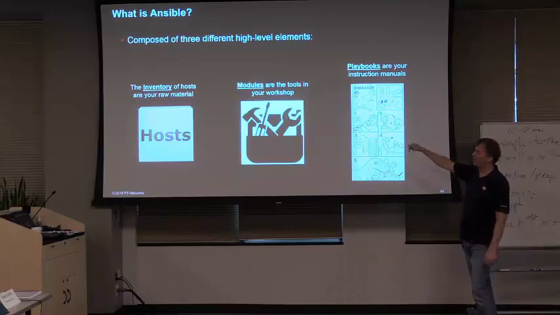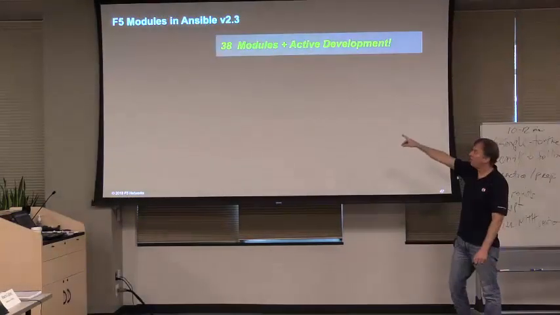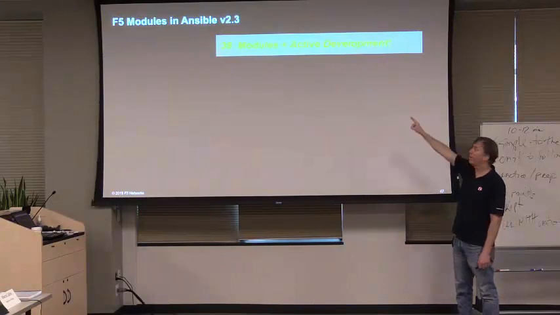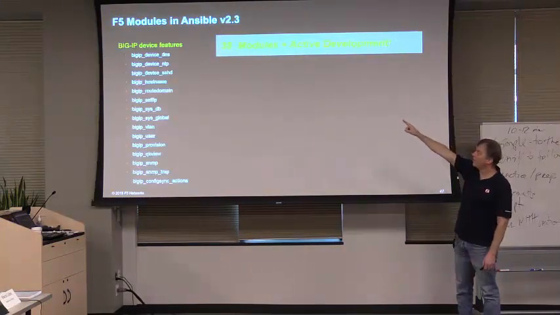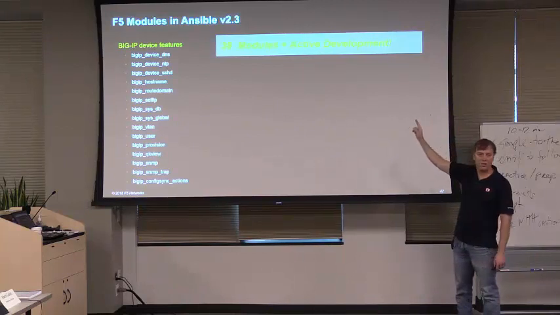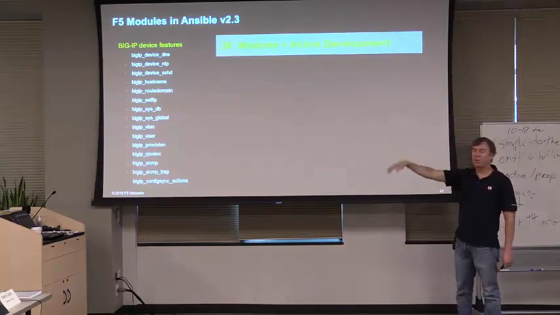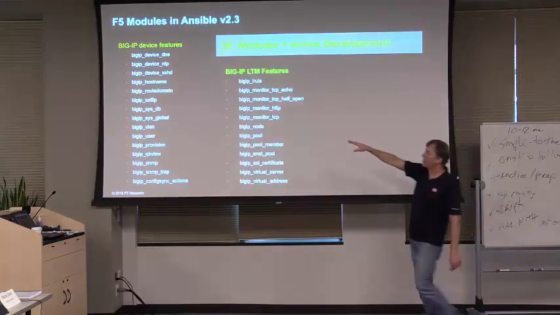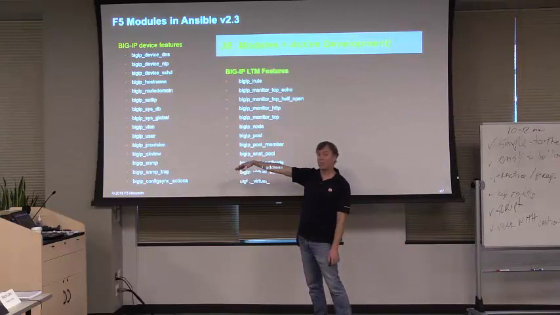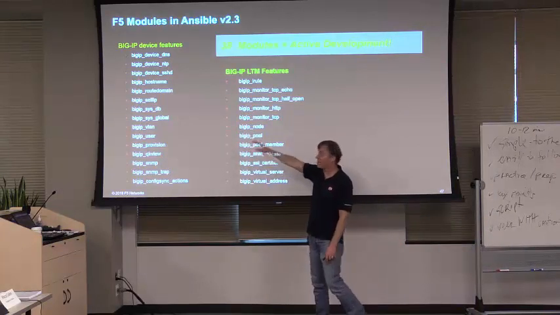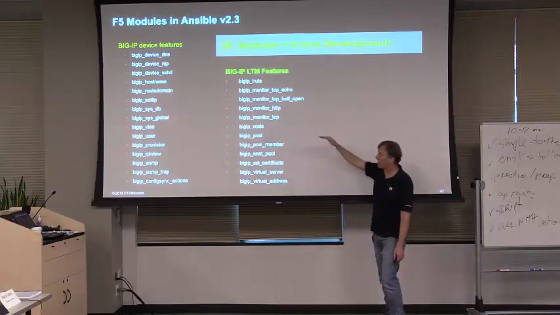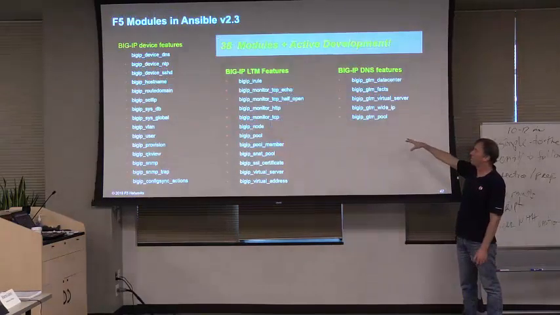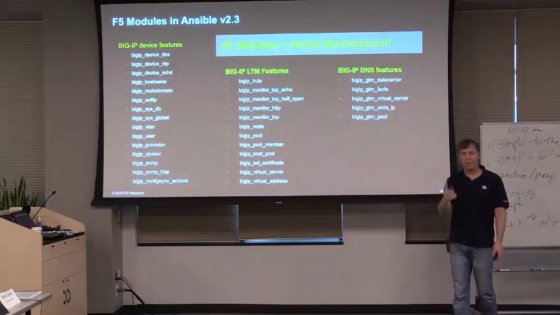We ship, for free, and I think the count is higher now, but in the 2.3 version of Ansible we shipped 38 modules, playbooks that were part of the F5 playbook. So we have things for doing device deployment, like VLANs, self-IPs, all that stuff. Doing LTM features, like virtuals, pools, DNS, or there's more for ASM also that I haven't got listed here.